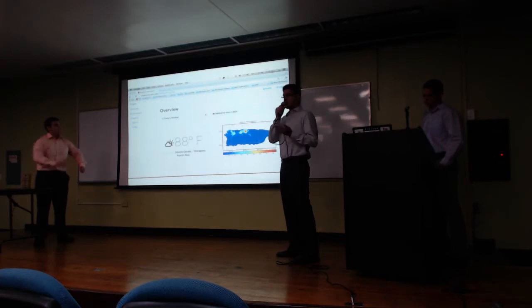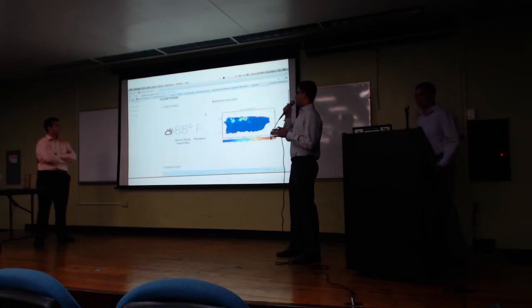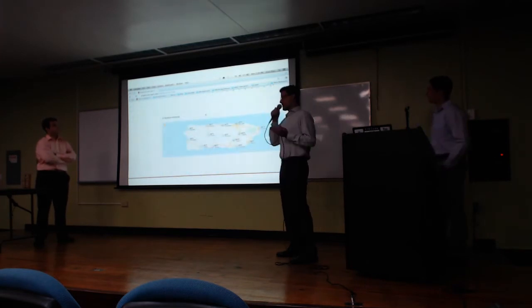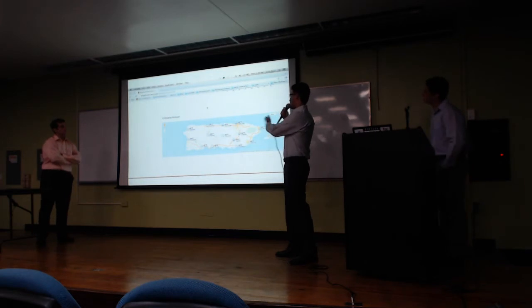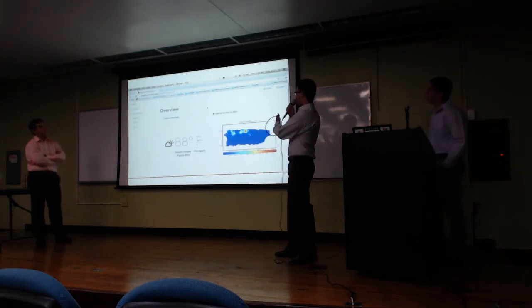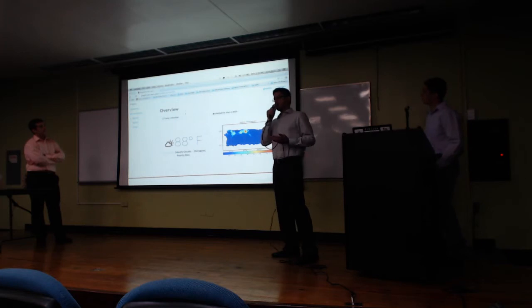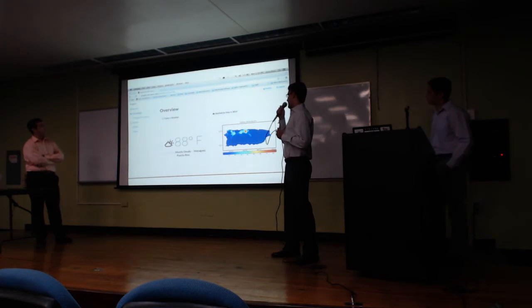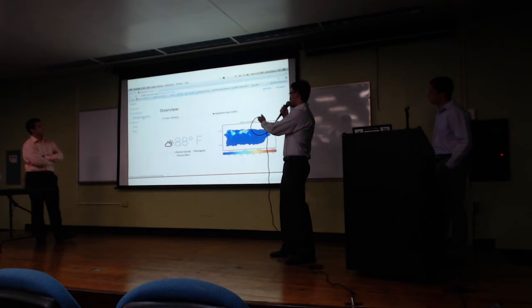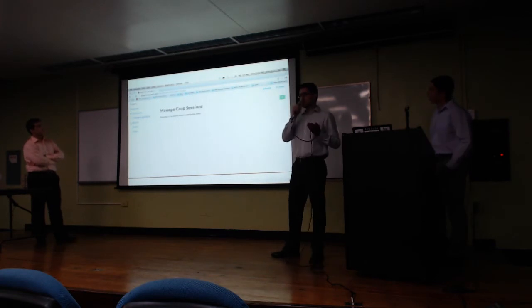Alright, so the overview page shows us general weather information about Puerto Rico. Here you have your weather forecast for the whole island. And to the right, you have a rainfall map which shows rainfall values for yesterday's date and today's weather widget. Now let's move on to our crop sessions.